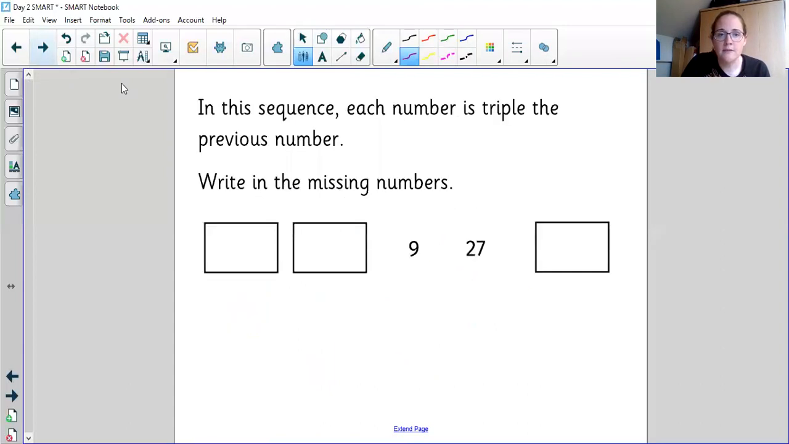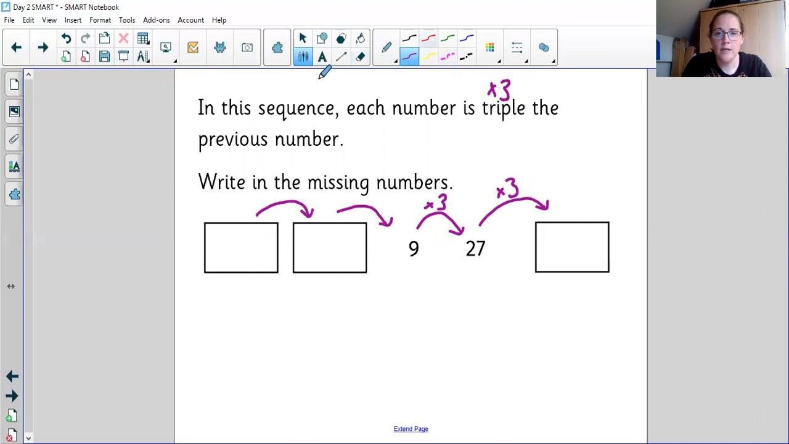Okay, next type of question. This says, in this sequence, each number is triple the previous number. Triple, it's the same as multiplied by 3. So each number is triple. And you can see that, can't you? Because 9 times 3 is 27. So each time in the sequence, we need to multiply by 3. And it will do that this way as well.